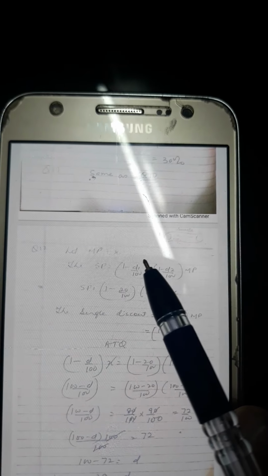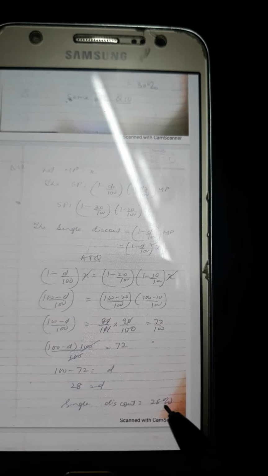Let the marked price be X. Marked price we have taken as X. Here on this side we take a single discount and on this side two successive discounts. Single discount with the same MP we write. Successive discounts with the same MP we write the selling price with both, then we equate both. X cancels and then the discount can be calculated. Then after that we come to 13th, 14th are the same.